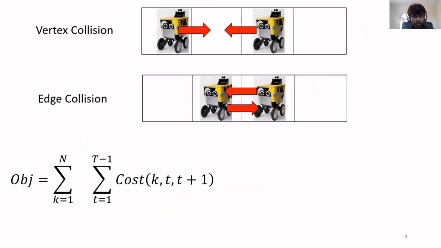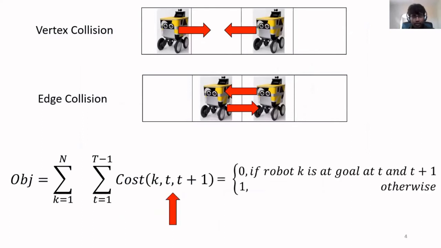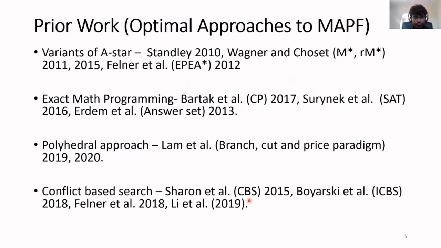The objective that we wish to minimize is defined in terms of step costs. A robot incurs no cost for some time step if it is just waiting at the goal location. Otherwise, it incurs a cost of 1. Our goal is to develop a procedure that computes an optimal plan quickly.